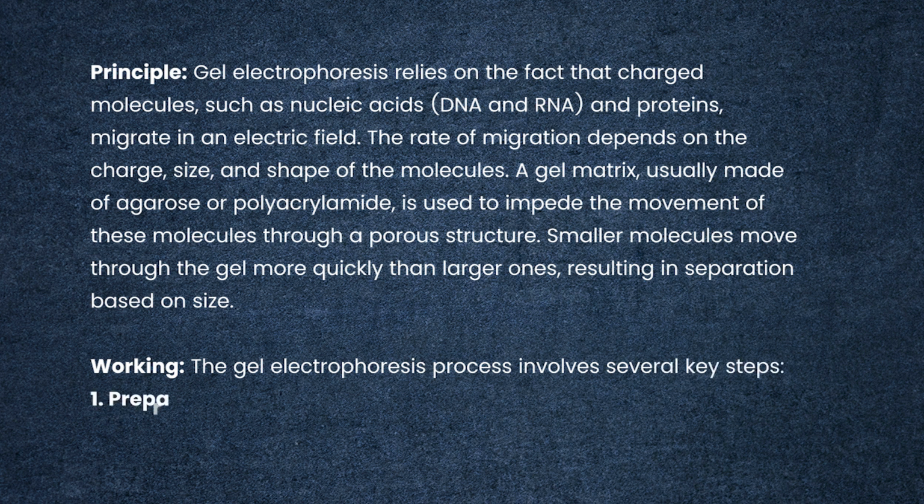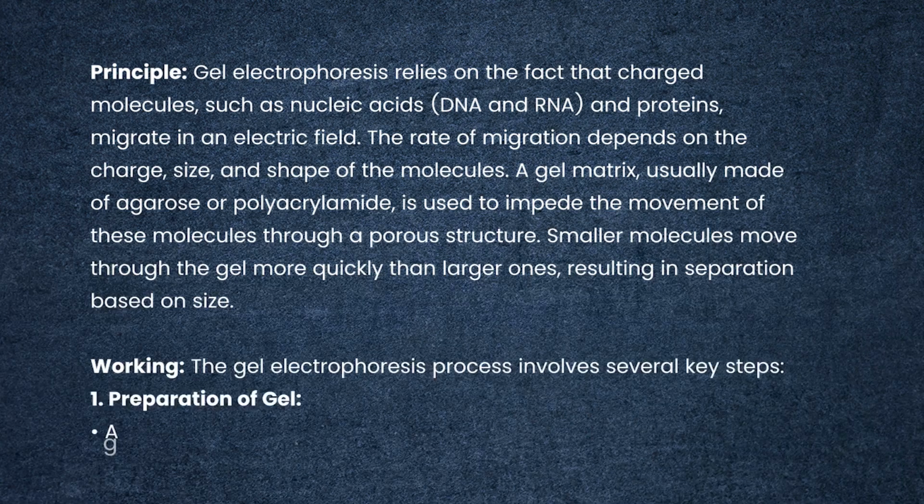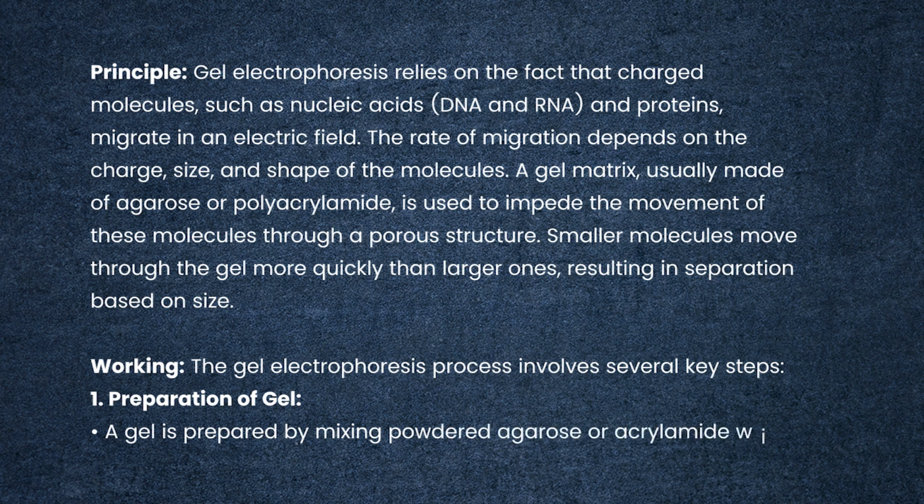The first step is the preparation of the gel, that may be agarose or polyacrylamide. A gel is prepared by mixing powdered agarose or acrylamide with a buffer solution. In acrylamide we use two things, bisacrylamide and acrylamide, in a buffer solution if you are working with PAGE. So, there are two types of electrophoresis, AGE and PAGE. AGE is agarose gel electrophoresis, PAGE is polyacrylamide gel electrophoresis.